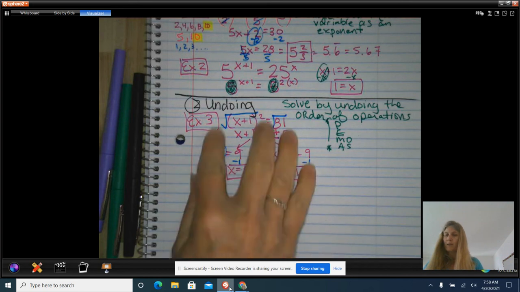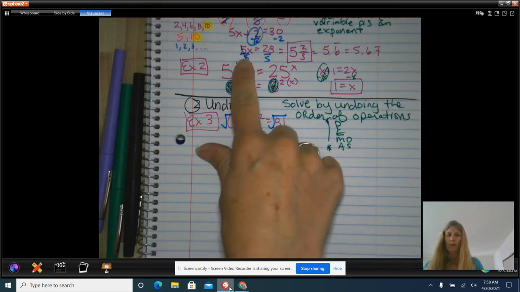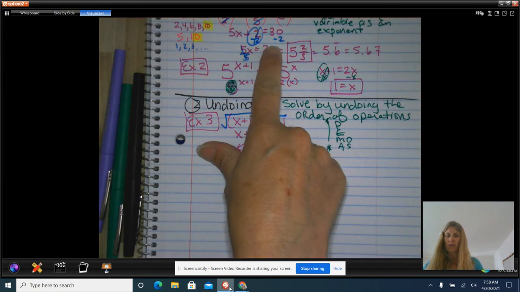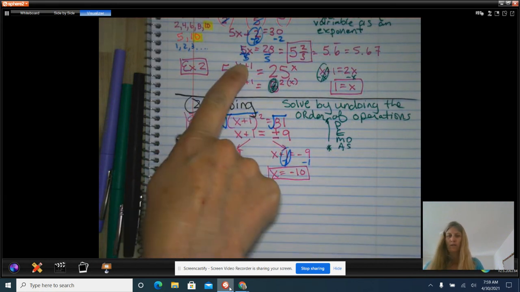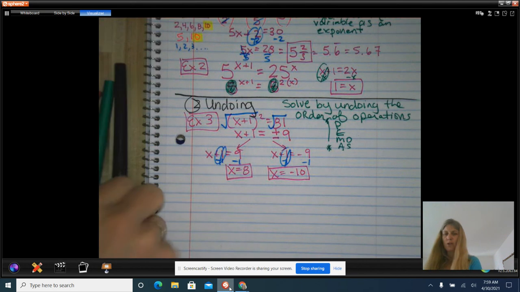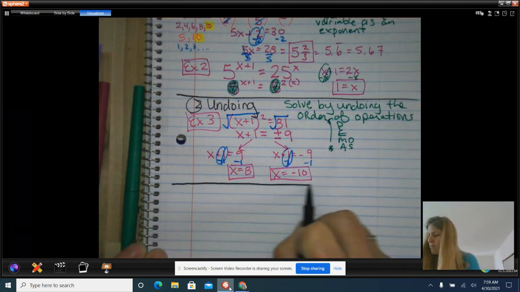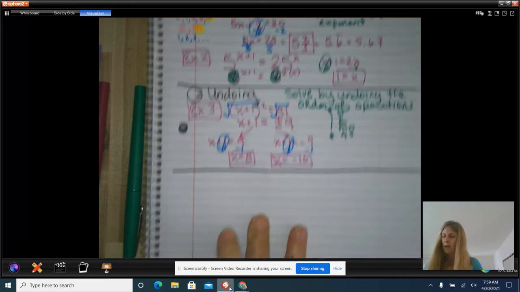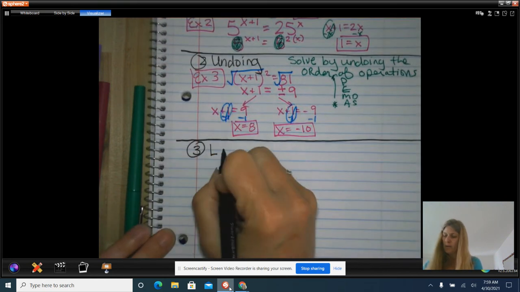So once again, we're undoing. This is generally the way that we solve all of our problems. It's what we're doing right here with 5x plus 2 is equal to 30. We're undoing our addition, then we're undoing our multiplication or division. So we're very used to the undoing method. If you're just solving it normally and I ask which technique you're using, more often than not, it's going to be undoing.